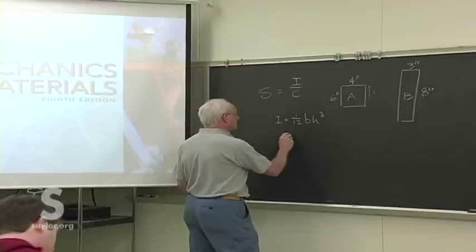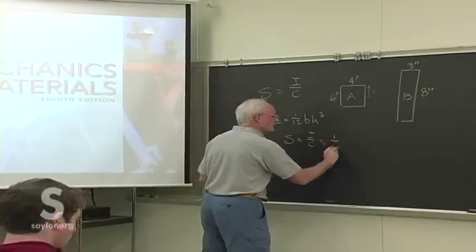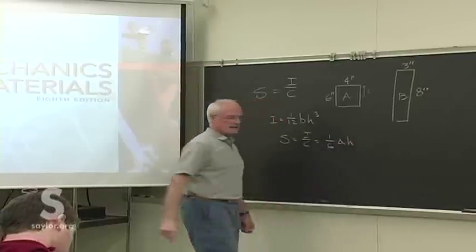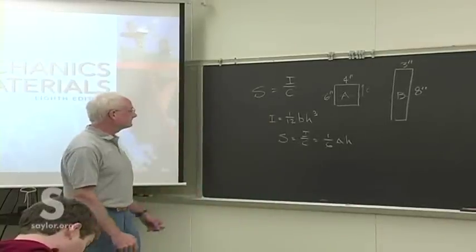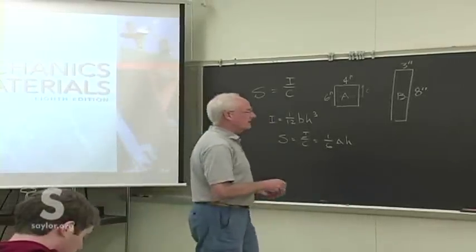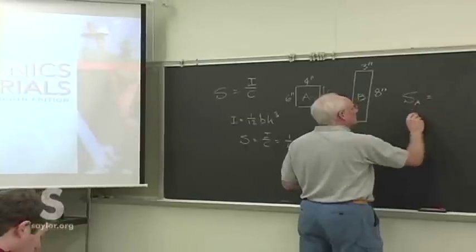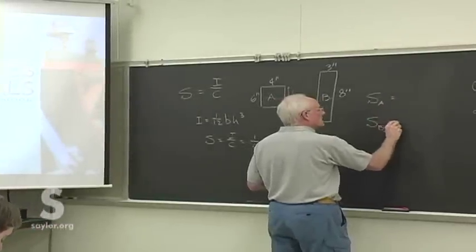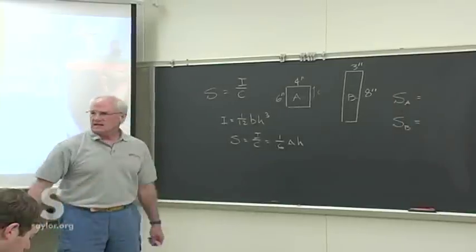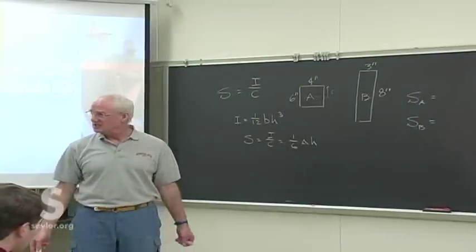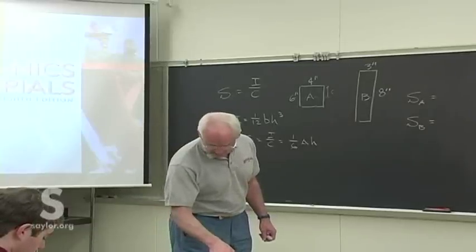In fact, S actually reduces to 1/6 A times H, just to make things even speedier. And they have the same area. And so we can compare the section moduli for these two beams, just to show that even though the area is the same, the weight the same, the amount of material is the same, the section modulus is substantially different between the two.